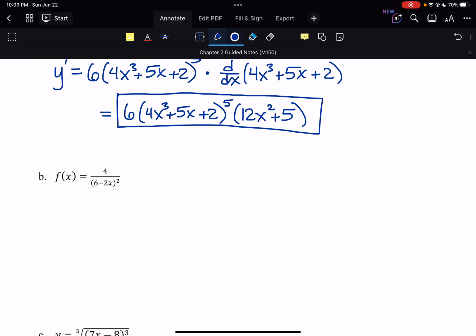Here we have a rational function. So I'm going to go ahead and rewrite this one in our typical power function form. So the 4 is there. We have (6 minus 2x) to the negative 2. I did that by moving it up.